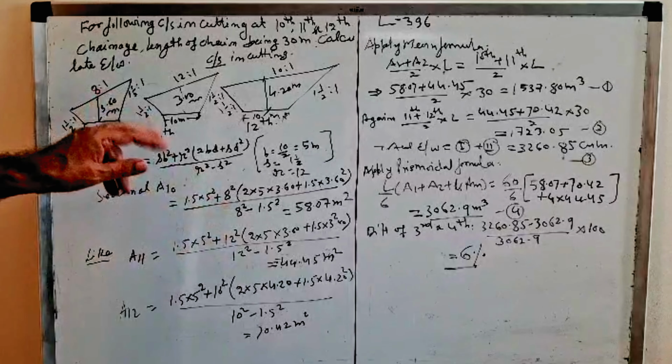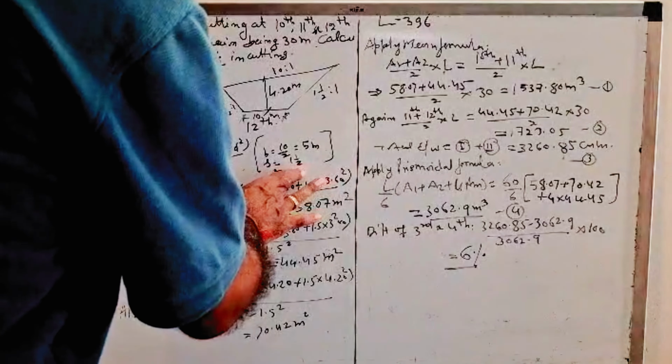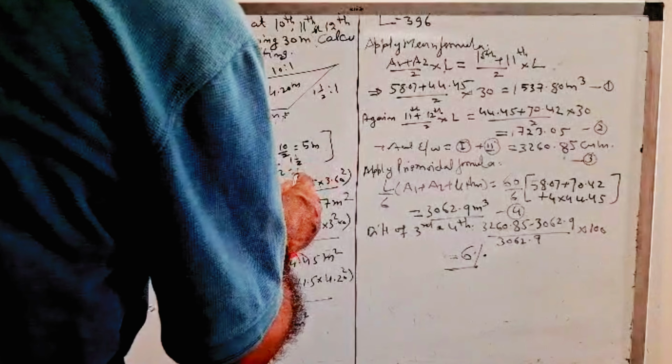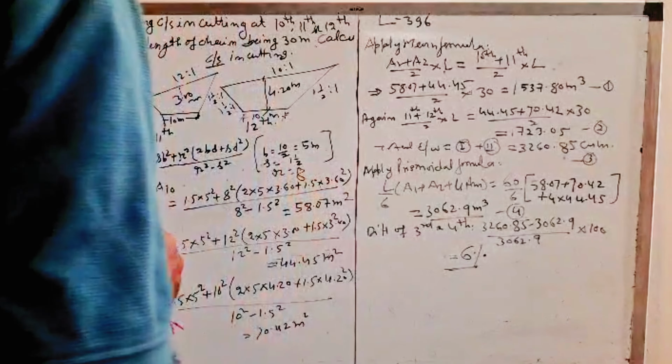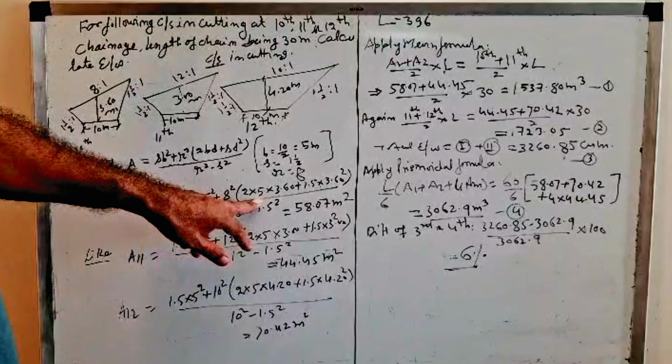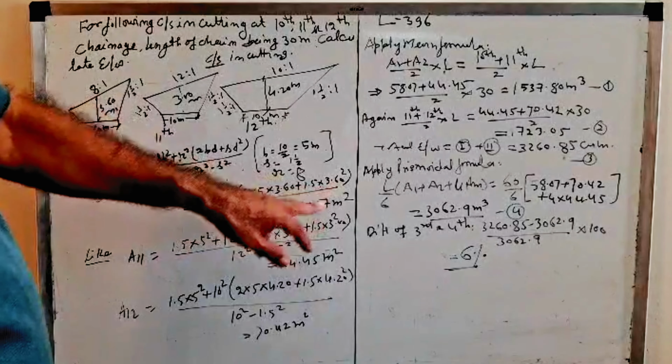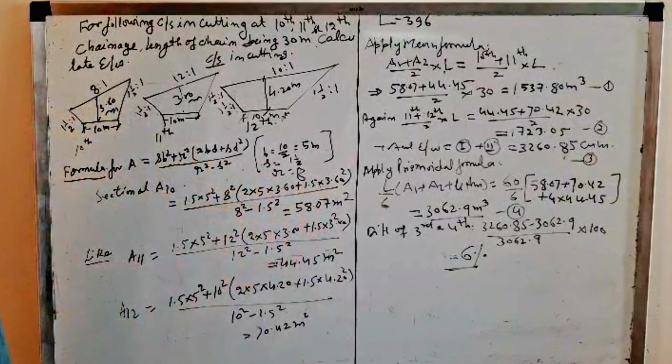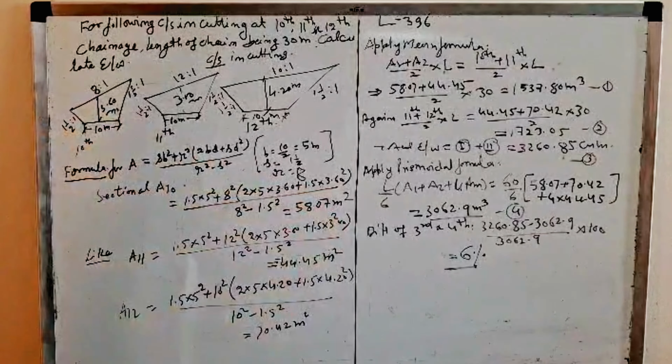So for the first one we have taken R as 8, and the second one is 12. So 8 square, 2 into 5, B into D, 1.5, 3 square divided by 8 square minus 1.5, we are getting 58.07.